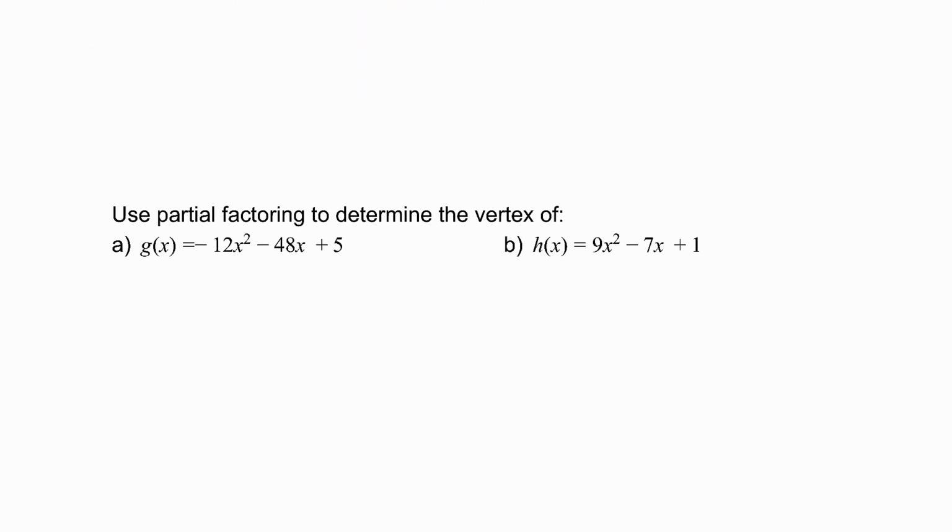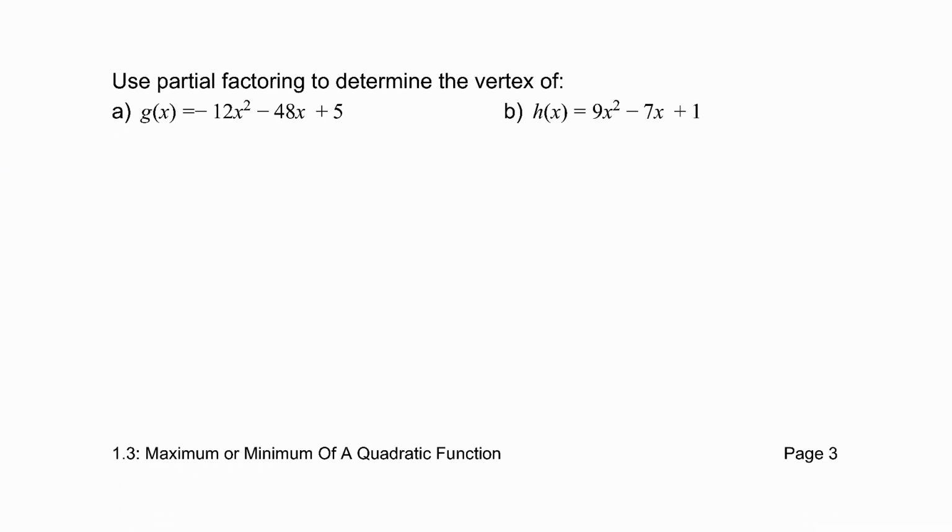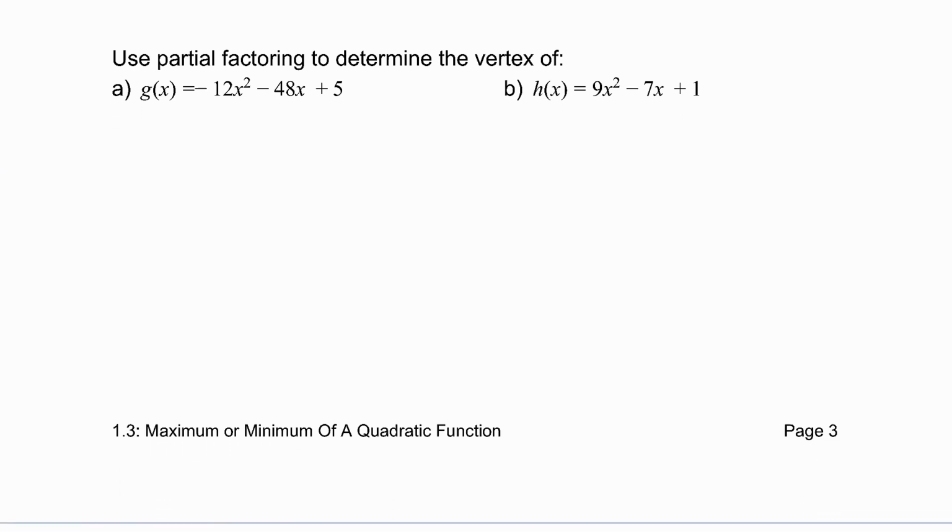So let's use partial factoring to determine the vertex of each of these. So the first thing we want to do is, given our function g of x, we want to define another function, and we can't call it the same because g of x is g of x. That's what it's defined to be. It's minus 12x squared minus 48x plus 5. So here we create another function p of x, short for partial factoring, and all we're going to do is take our x squared term and our x term and define it to be that.